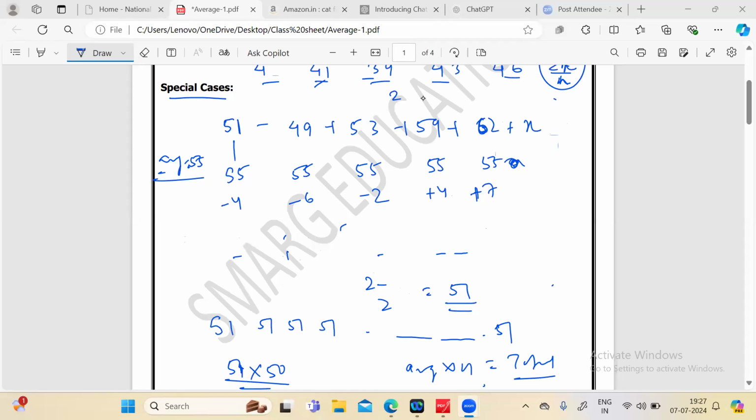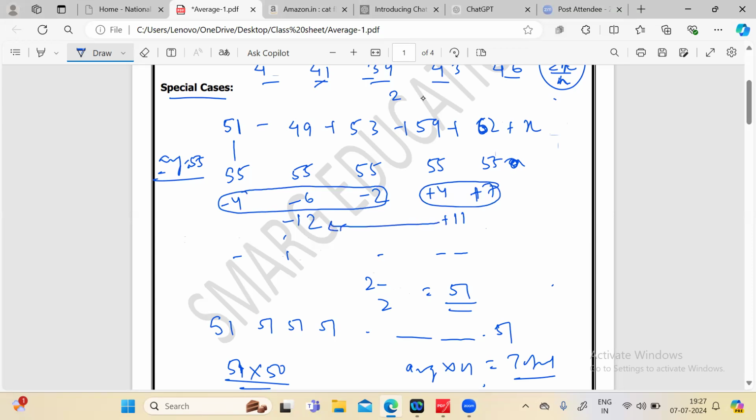So now the total missing is minus 12. Total available is 11. So basically, I'll give all the 11 to the missing part, and I'll still be left with minus 1, which I'll have to give. So this minus 1 I'll be getting from X. So X needs to be 55 for itself and plus 1 for the number which is missing there. So the value of X will be 56.